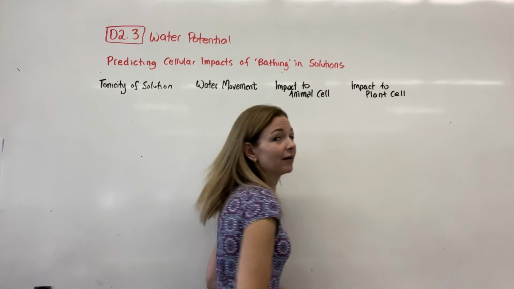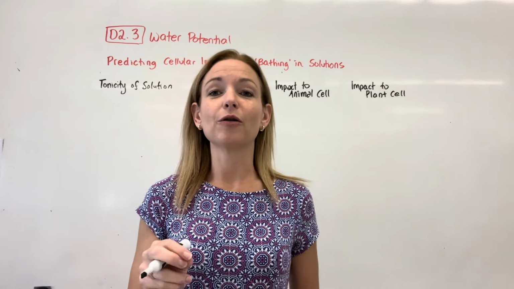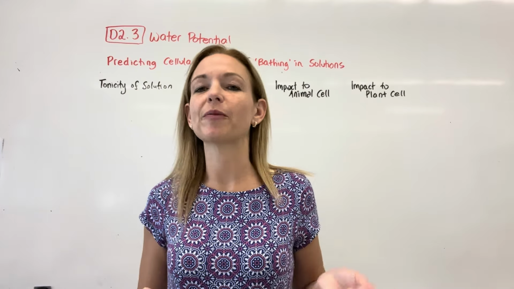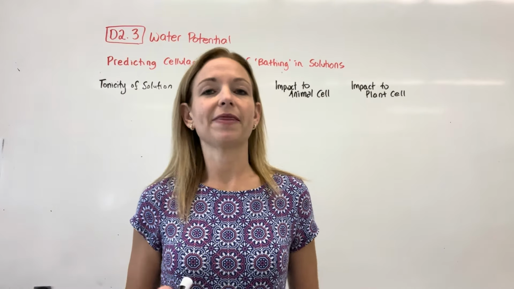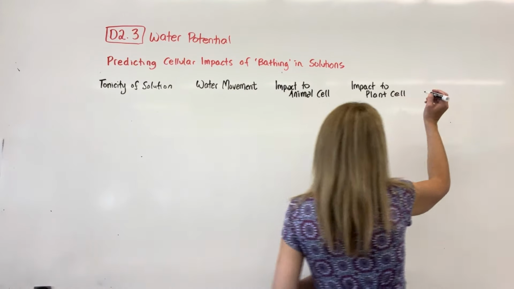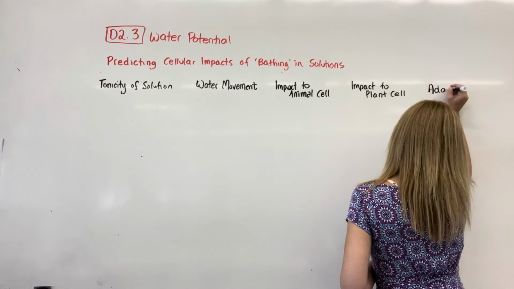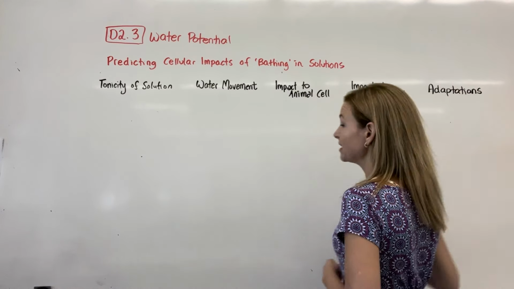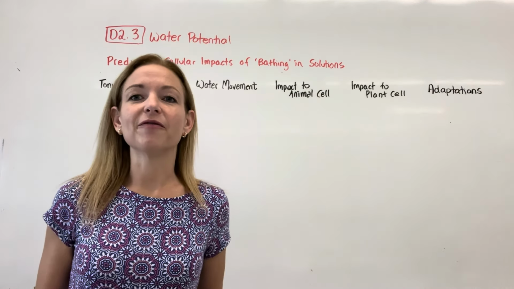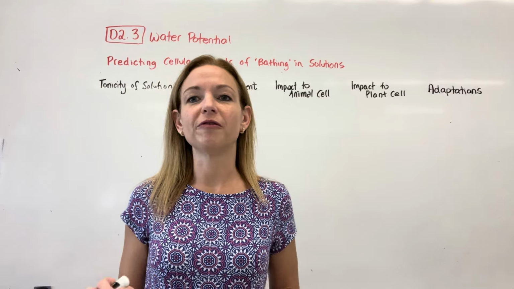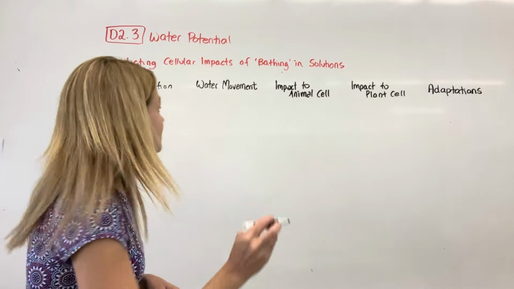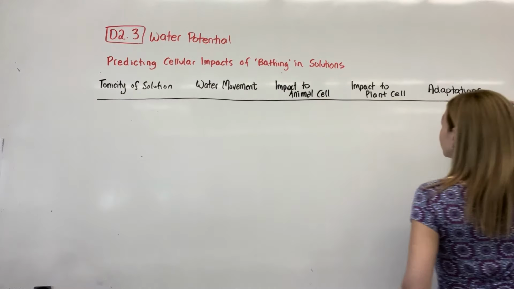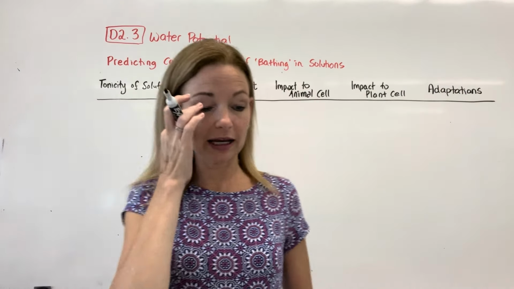And note I'm using, in theory, I should say a cell lacking a cell wall and a cell with a cell wall, because it's not just animals and plants, but it's the cell wall or not that makes the distinction. And then we're going to add adaptations. So what are some things that might help it to withstand that kind of environment? So what are some things that would prevent some of the negative impacts? Okay, so that is our table, and then of course we're going to do it for hypertonic, hypotonic, and isotonic.